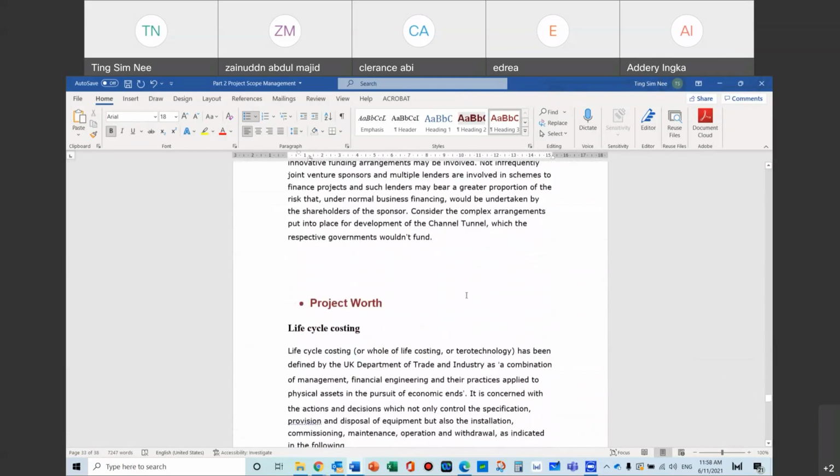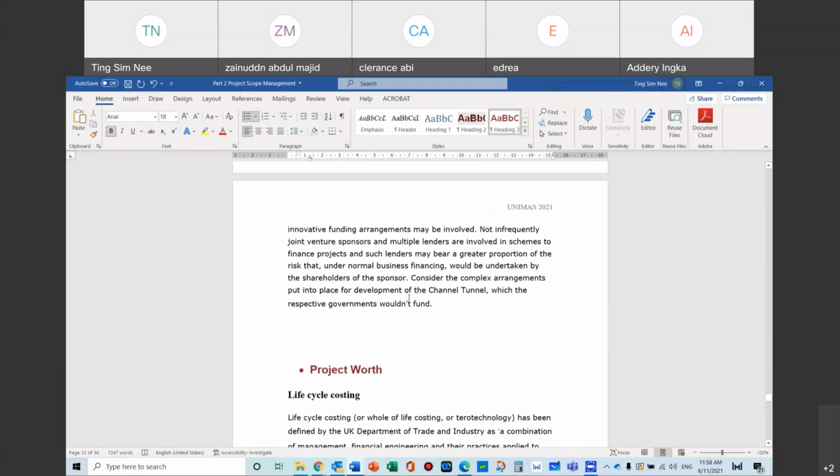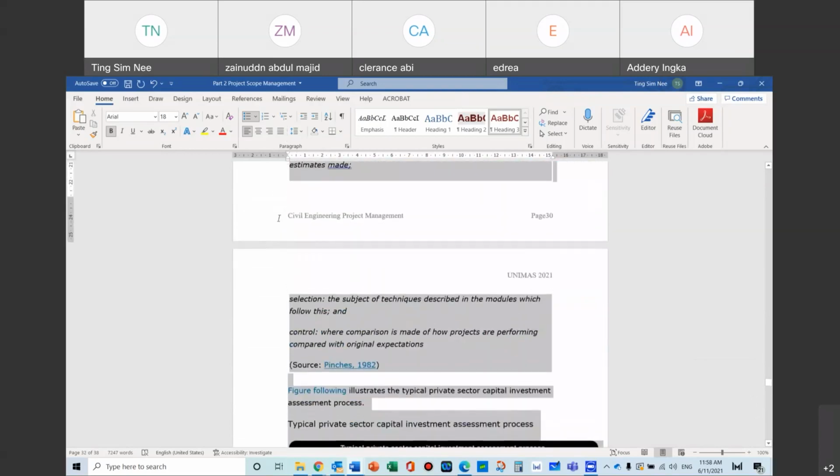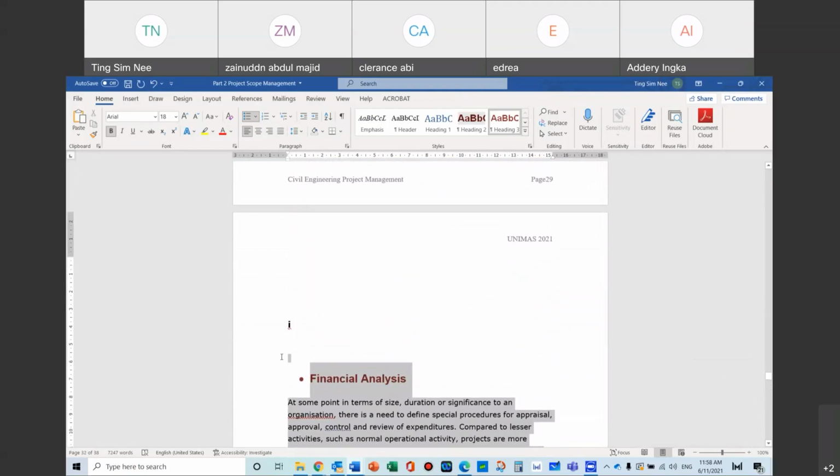I think I should shift this one up. Project. I don't want to talk about life cycle costing because it's going to be really confusing. Let's cut this one out.